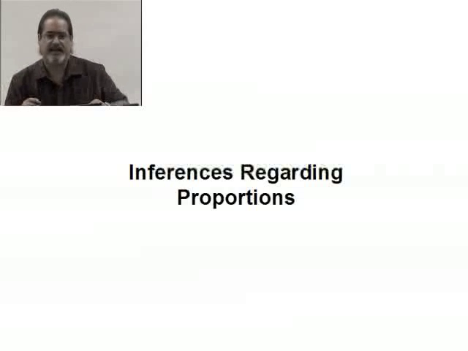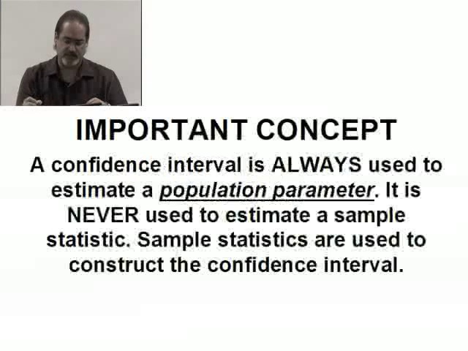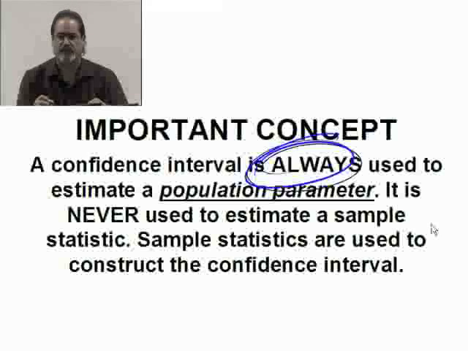Let's now take a look at the idea of confidence intervals regarding proportions. Specifically, we want to calculate a confidence interval for pi, the true population proportion. Now, it's important to always understand that confidence intervals are always about population parameters.